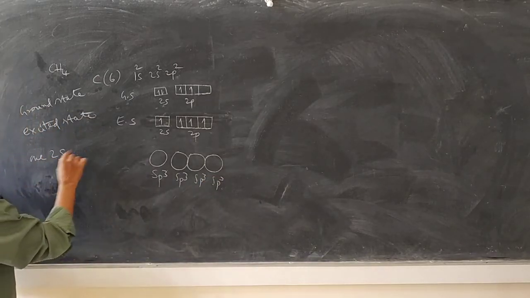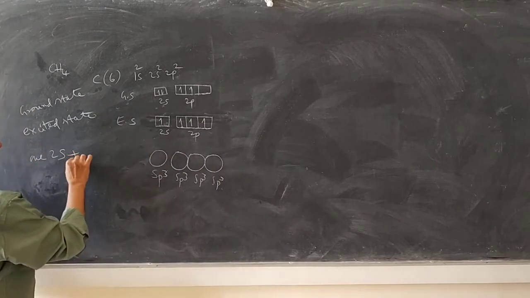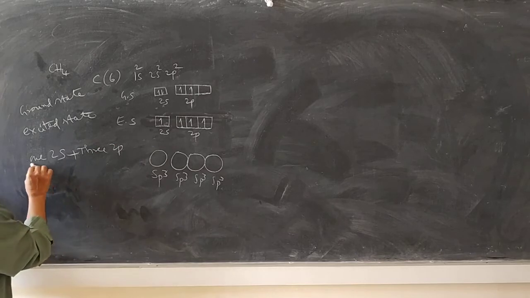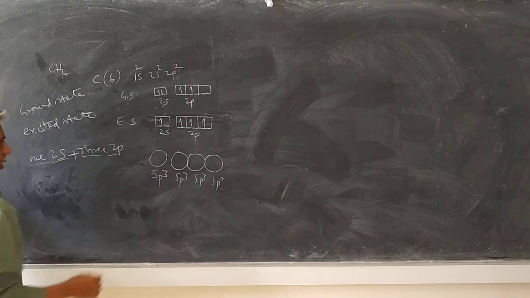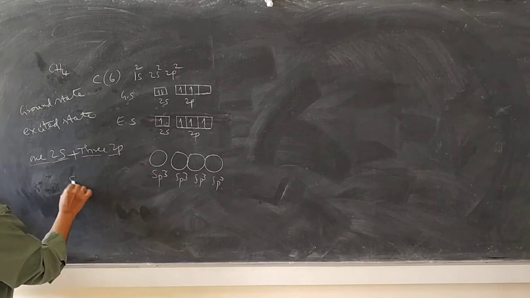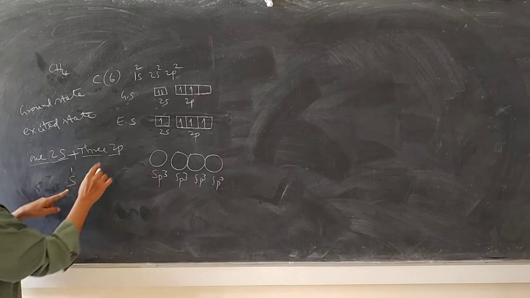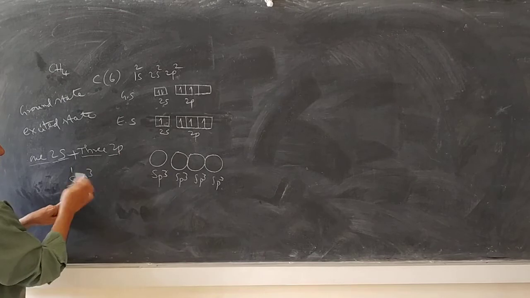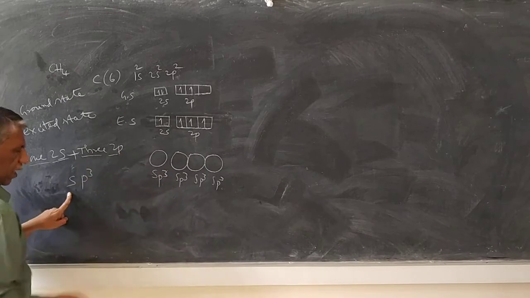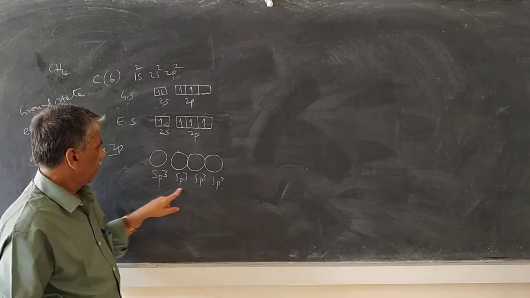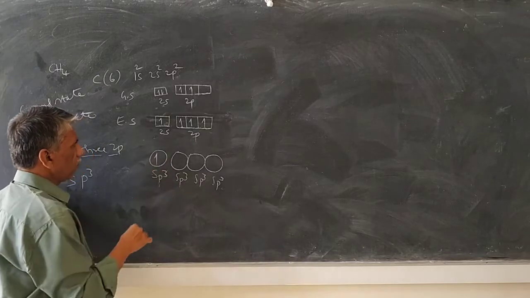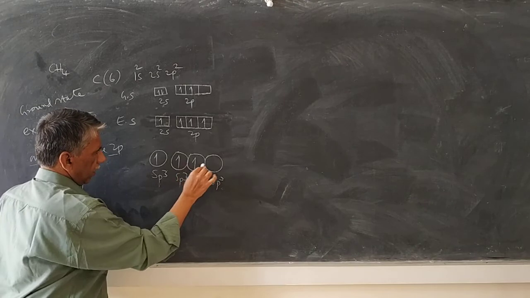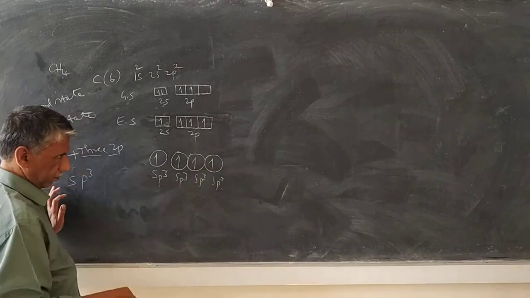Here one 2s is combining with three 2p. So therefore it is s1 p3, or simply considered as sp3. So this sp3 hybrid orbital contains 1 electron. This also contains 1 electron, this also contains 1 electron, and this one too.